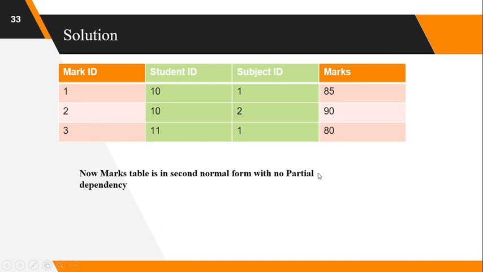Now this particular table is in the second normal form with no partial dependency. So here there is no partial dependency. So this is the solution.